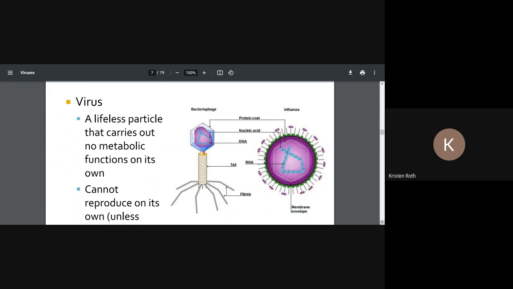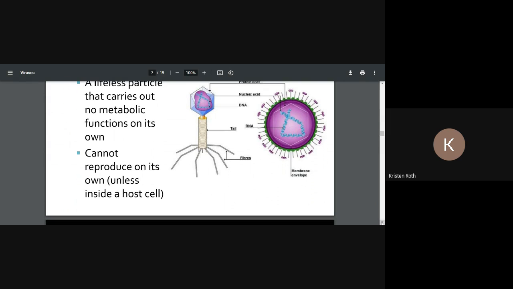Okay. So a virus is a lifeless particle that carries out no metabolic functions on its own. Okay. So just going on, it cannot reproduce on its own unless inside a host cell. And we'll get more talking about this. But really, what a virus does is it attaches itself to a cell.